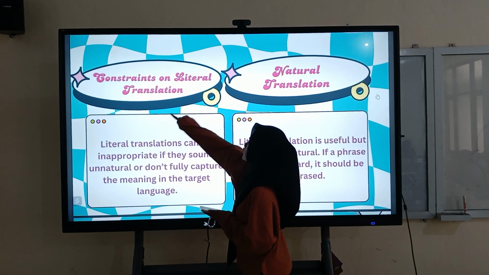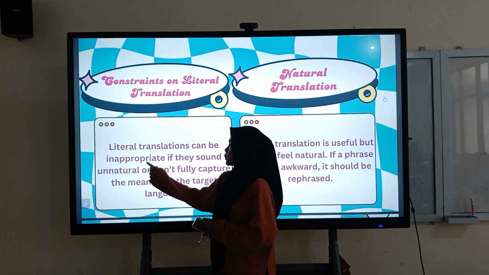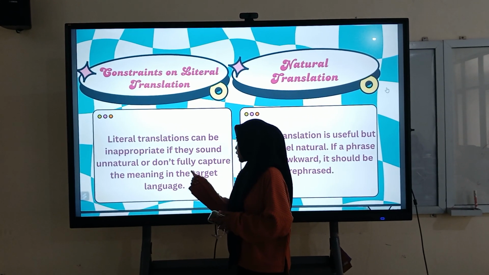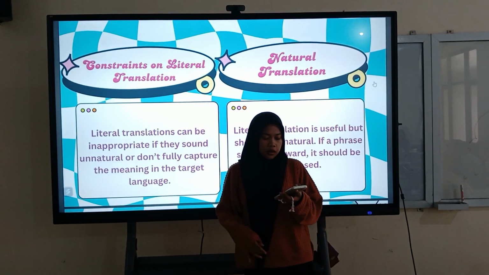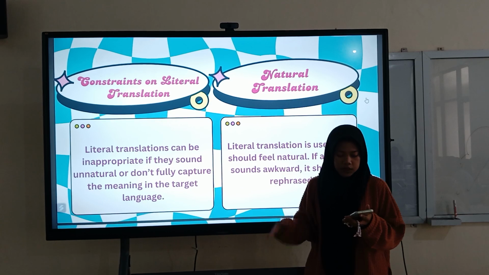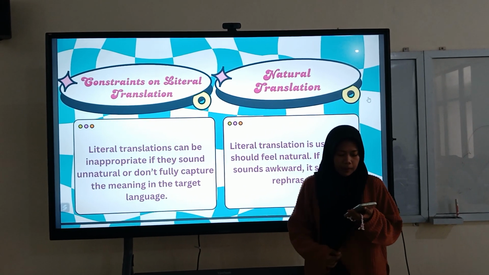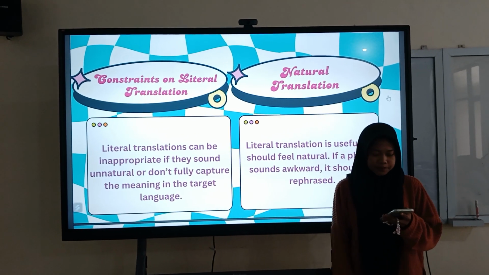constraints on literal translation. Literal translations can be inappropriate if they sound unnatural or don't fully capture the meaning in the target language. So, literal translation is not accepted in phrases like kick the bucket, which is literally translated as tendang ember.